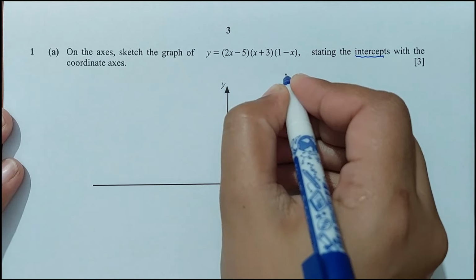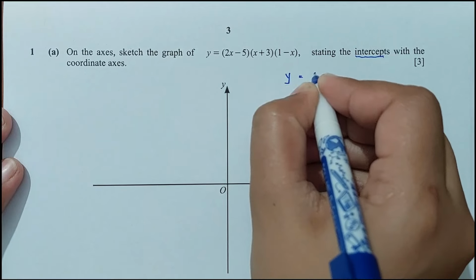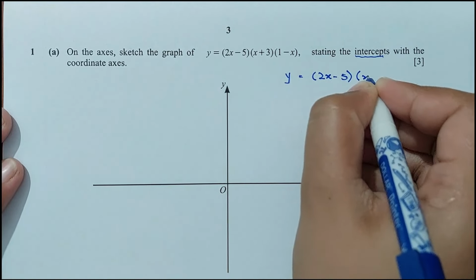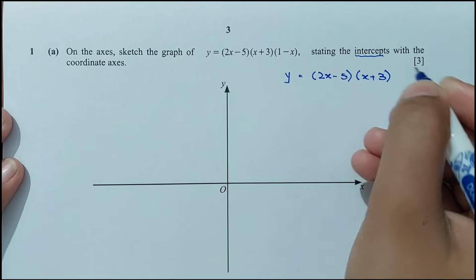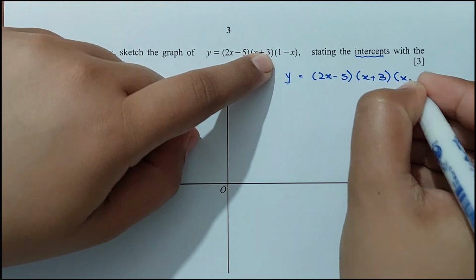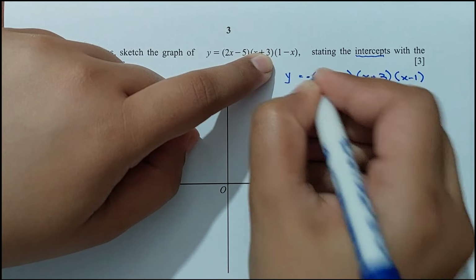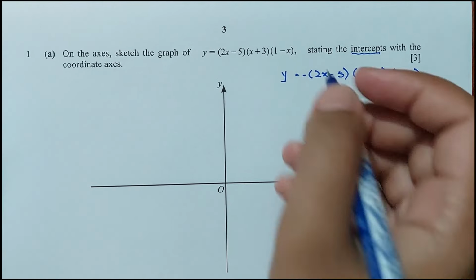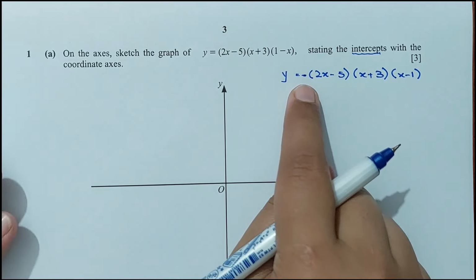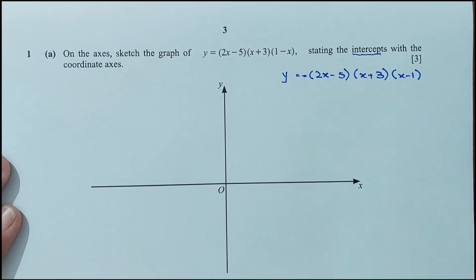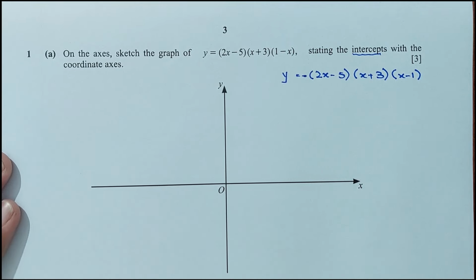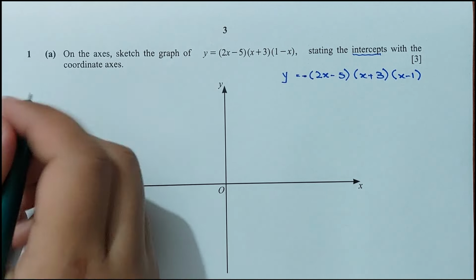So let me write this in the form y equals (2x minus 5)(x plus 3), and you have to convert this into (x minus 1), taking minus 1 common. My negative sign is common, and this is the leading coefficient. So when the leading coefficient is negative, it means your graph extends from the second to the fourth quadrant. All right, now let me find out the zeros.